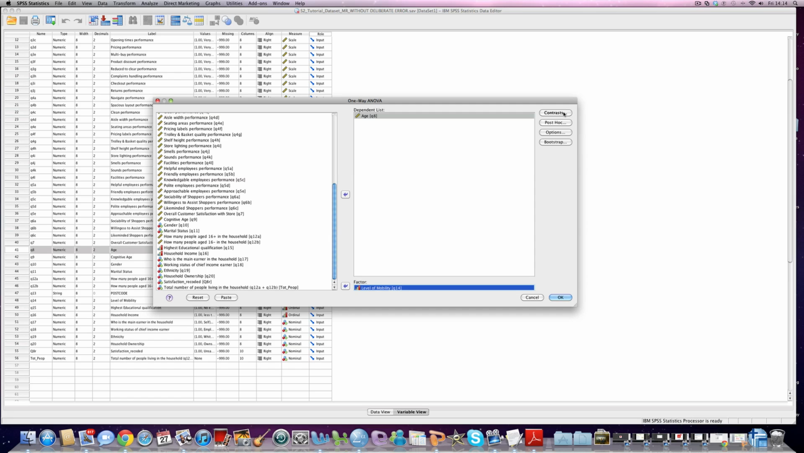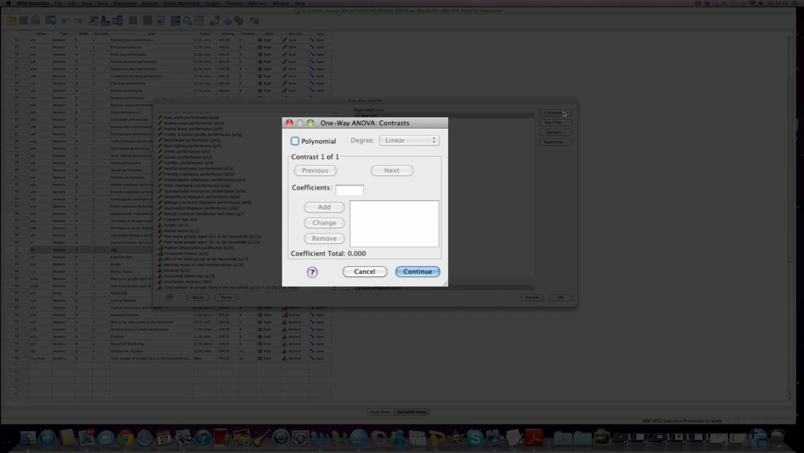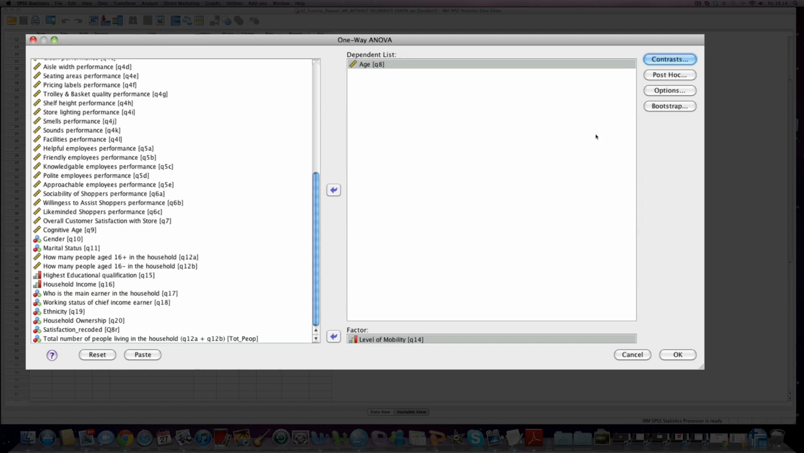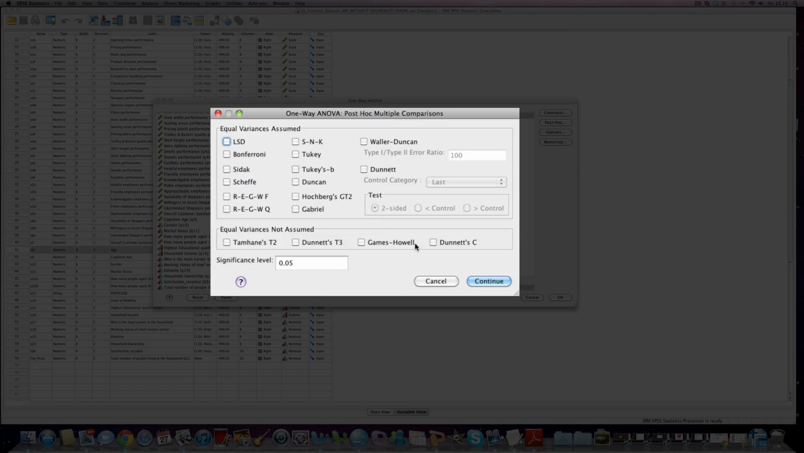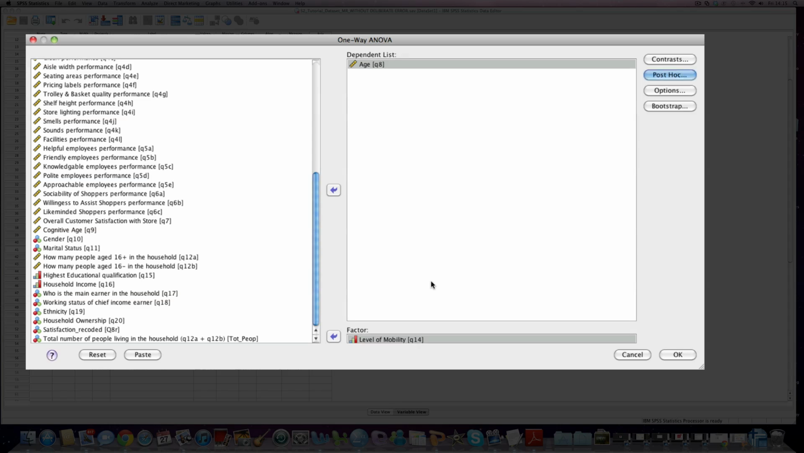Now, we'll just have a look at some of the options. We're not interested in changing the contrasts of the test, so we can skip that or cancel. Post-hoc test is something we would come to if we find that there is a significant difference, but at this stage we don't need to.